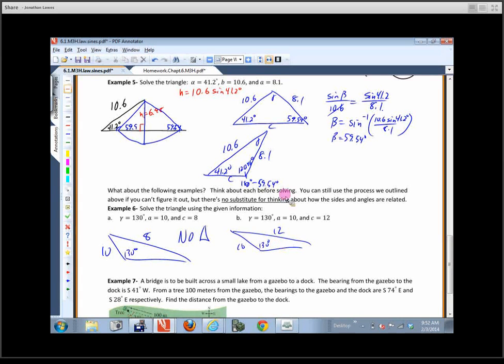Okay, you can get started on the assignment. I am going to finish these problems, and we'll look at that application tomorrow.